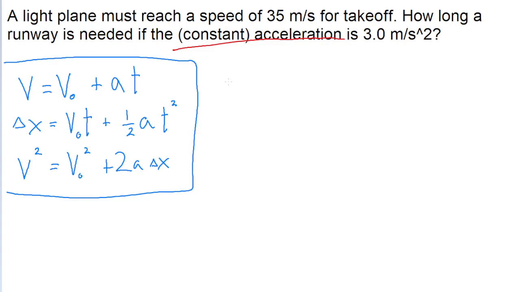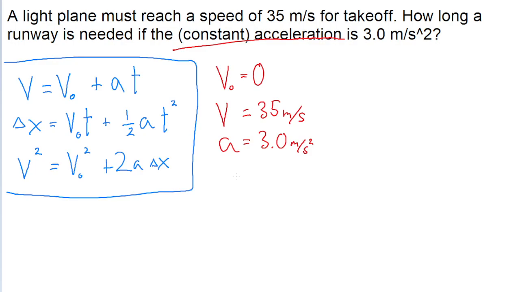So for this problem, if we assume the plane starts at rest, then v0, the initial speed, is 0. The final speed, the speed that it has to reach before it can take off, is given as 35 meters per second. And the acceleration, a, is given as 3 meters per second squared. And the thing that the problem is asking for is the length of the runway.